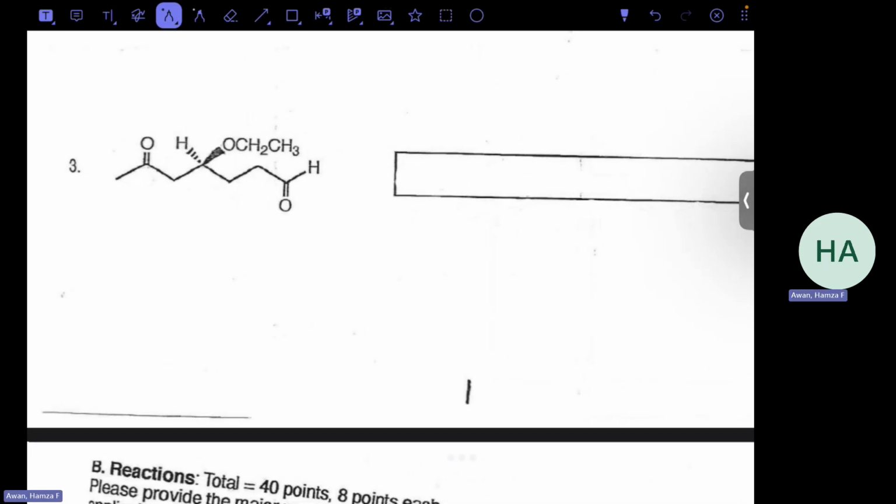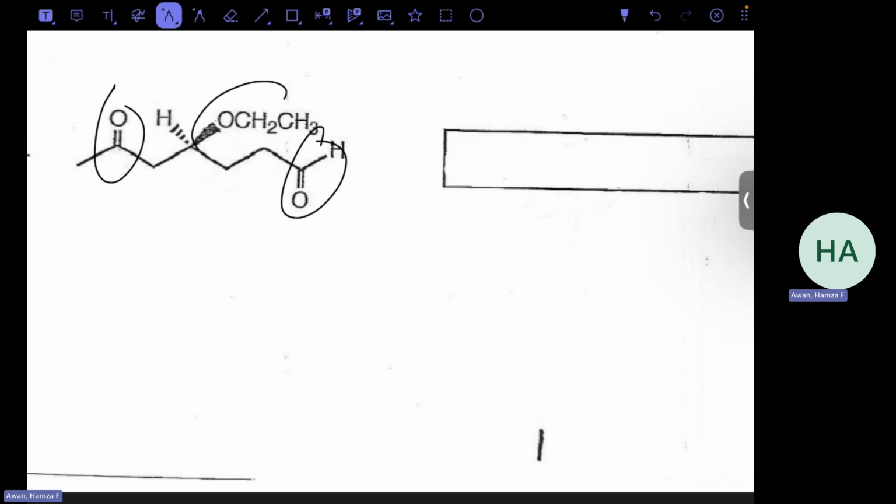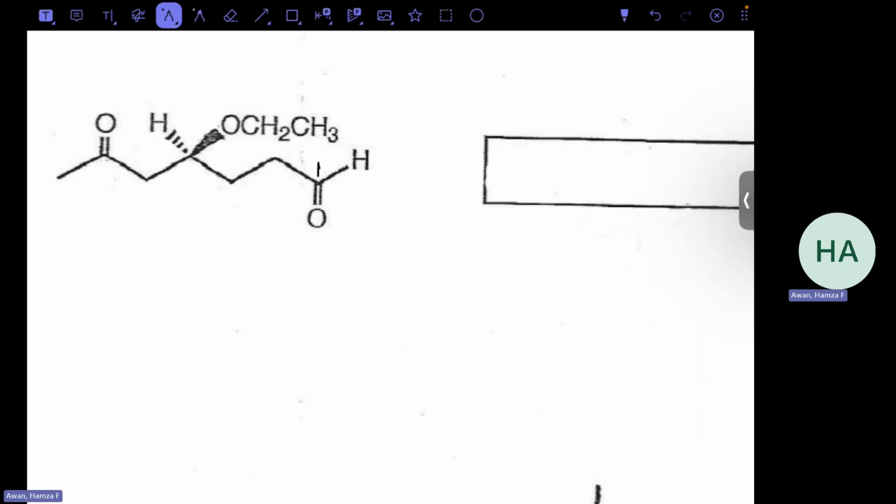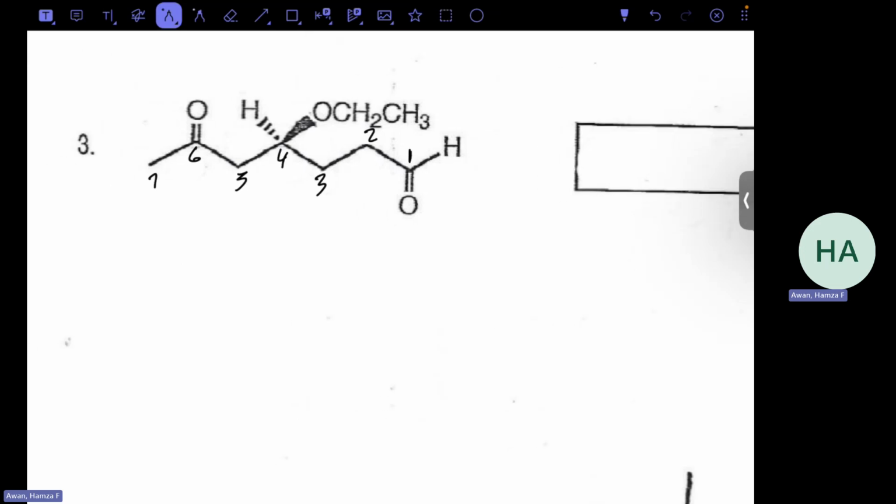So we have an aldehyde, we have a ketone, and we have an ether. All of these are potential parent chains, but remember, it goes from ether being the lowest, then ketone, and then aldehyde. So our aldehyde is going to be our parent chain in this one because aldehydes have higher priority than ketones. So we'll start numbering from the aldehyde carbon: 1, 2, 3, 4, 5, 6, 7. So it's a 7-carbon chain. And then we'll start naming the substituents.